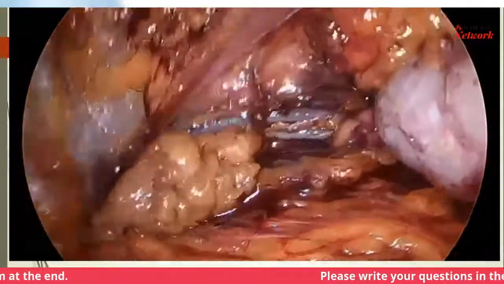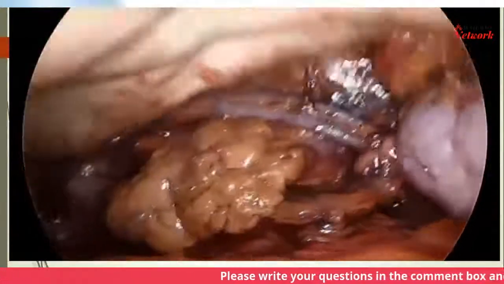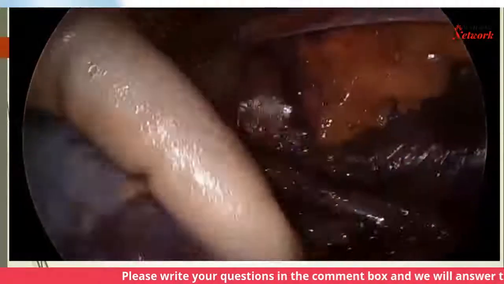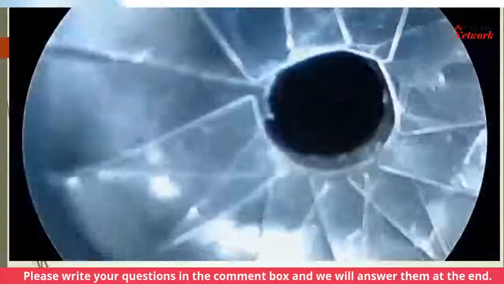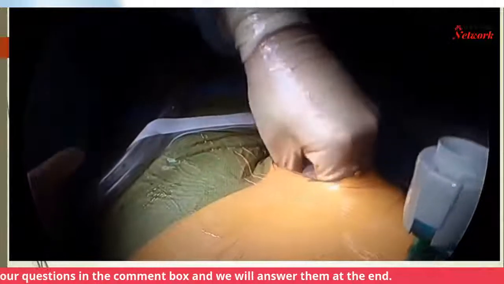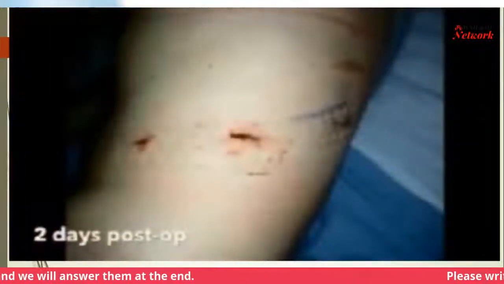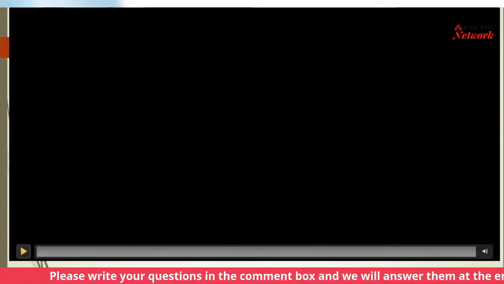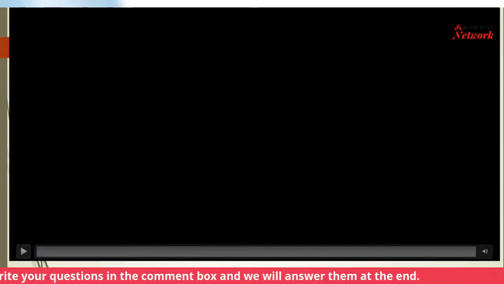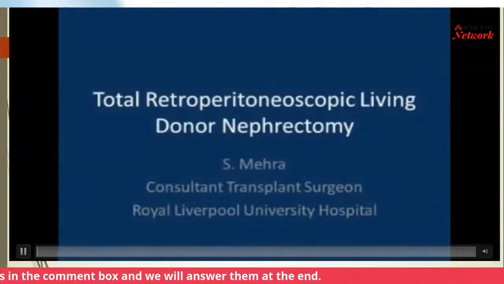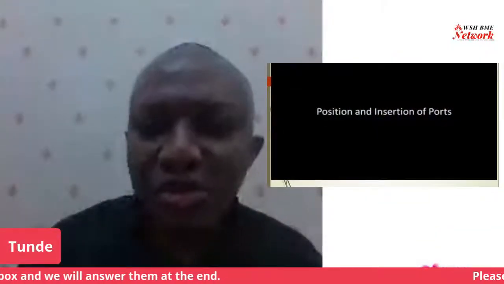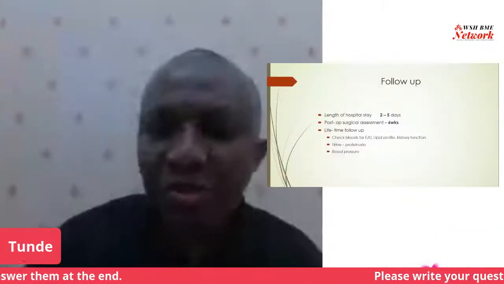A hand goes in through the hole in the groin, and the hand of the surgeon retrieves the kidney and takes the kidney out of the hole. You will see the kidney coming out. That's the kidney. It's coming out, and the kidney can be cleaned up and then can be transplanted. That's the scar in the donor. So that's the end of the operation. So what happens after the operation?